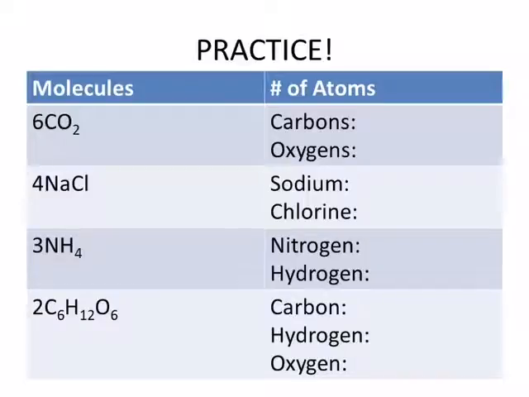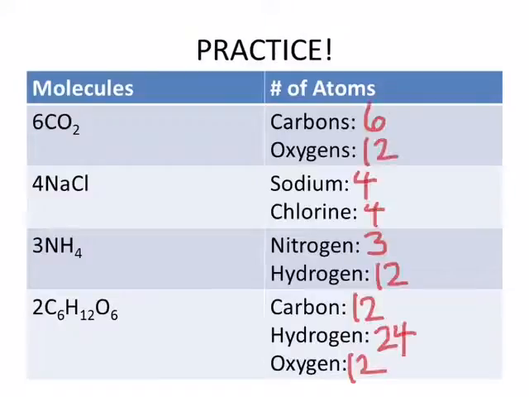Then when you're done, press play again and see if you got them right. Okay, go ahead and check your answers. So in this carbon dioxide, there are 6 carbons because this 6 goes with this 1 C. And there's 12 oxygens because 6 times 2 is 12.